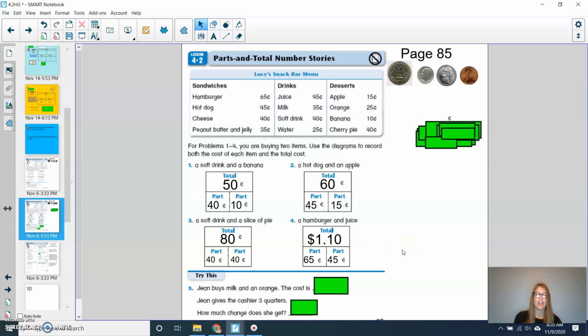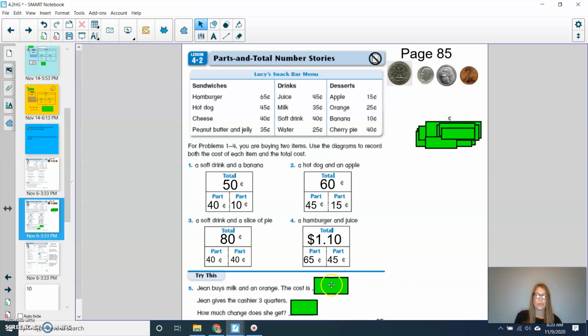So second graders, for the bottom question number 5, it's a try this. It says Jean buys milk and an orange. The cost is how much? Jean gives the cashier 3/4. So how much change does she get? Can you press pause to solve this problem and then press play when you're ready to check?